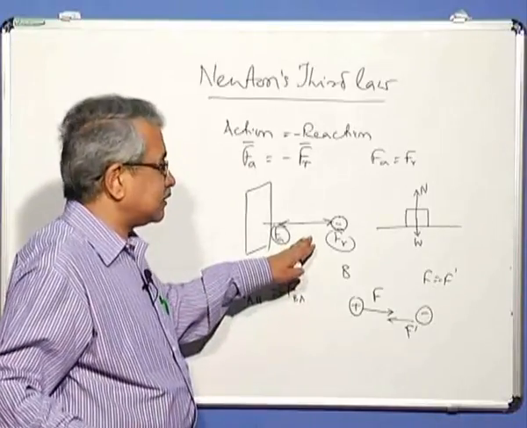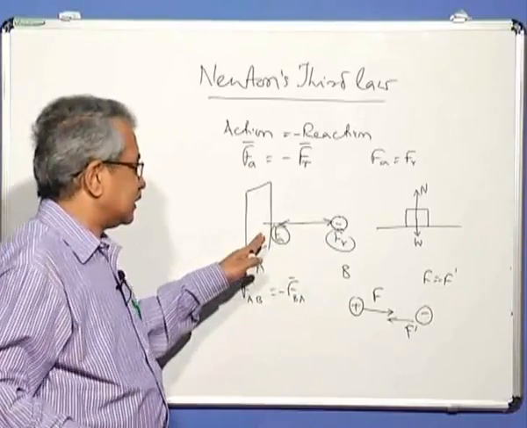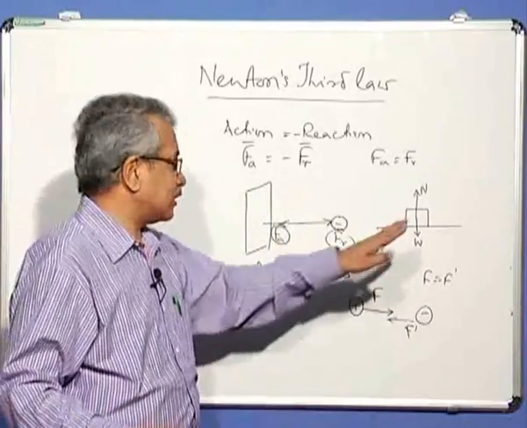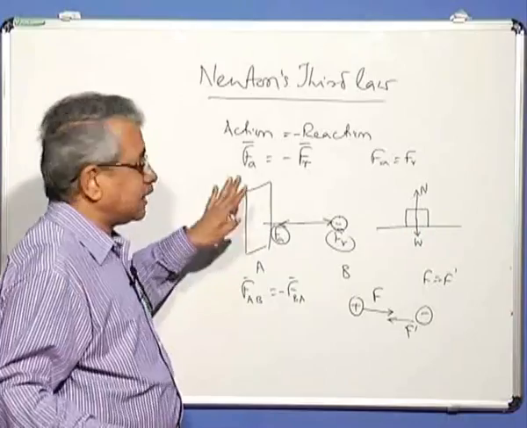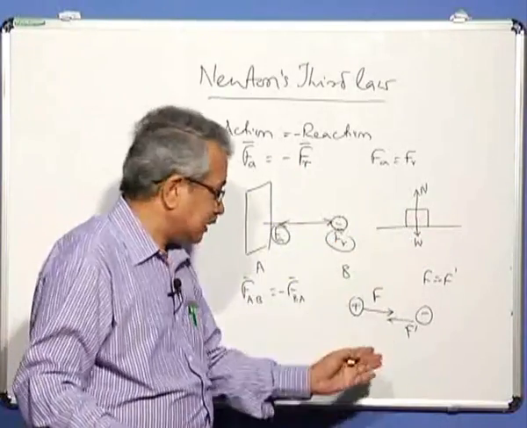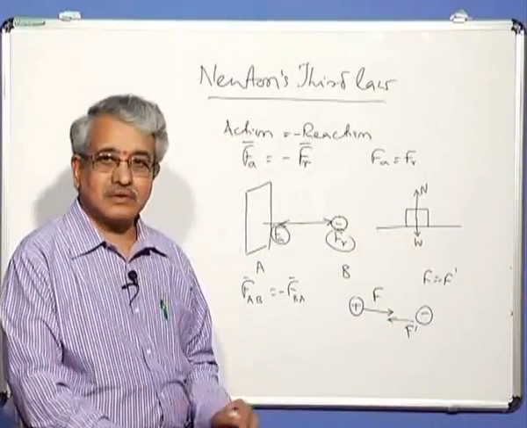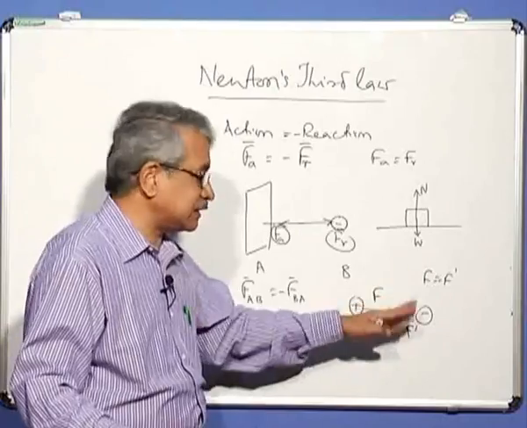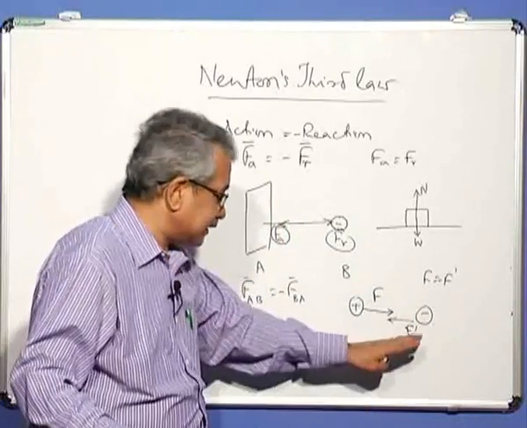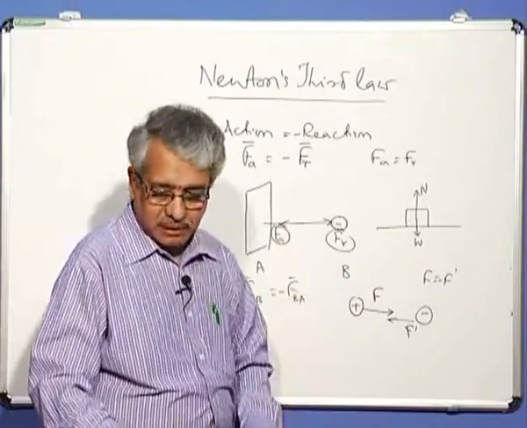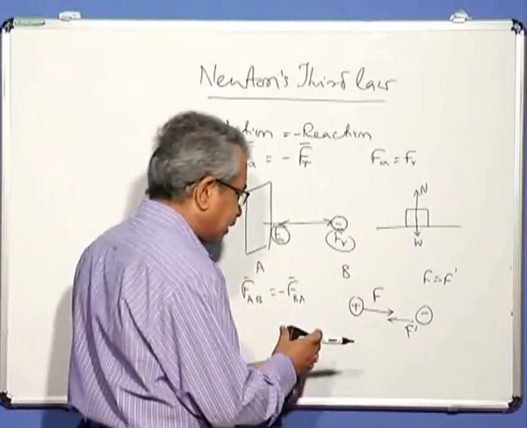At least in the case of the ball and the wall, you can say the ball is first coming and hitting the wall, and the wall is sitting there idly. You can call the blow of the ball on the wall the action, and therefore the reaction you can say. Here it is difficult to say. This is also attracting that, that is also attracting this. You can take this as action, and that becomes a reaction automatically. And they will be simultaneous on both of them.